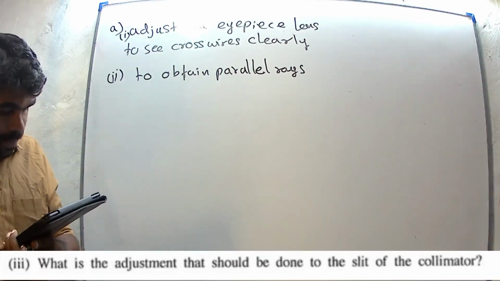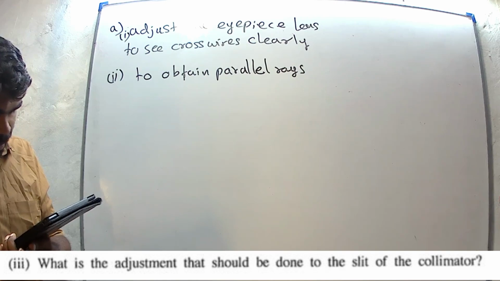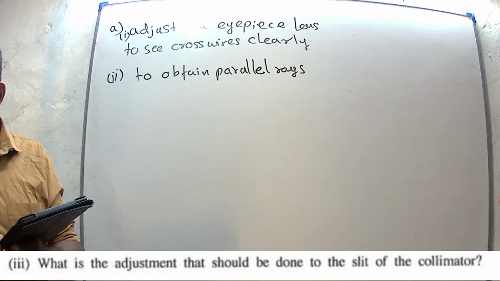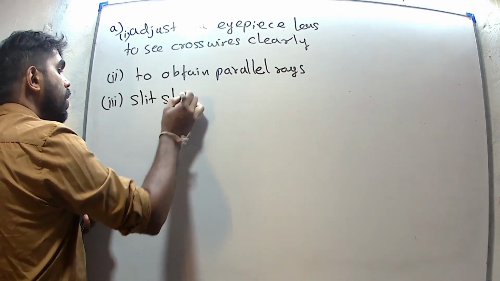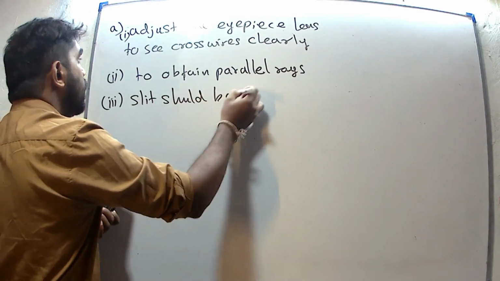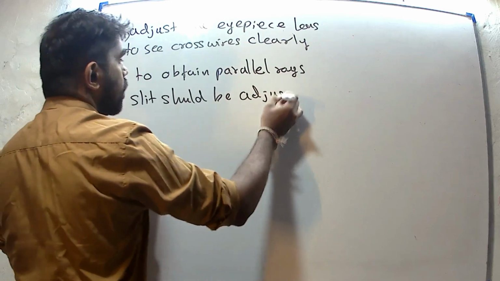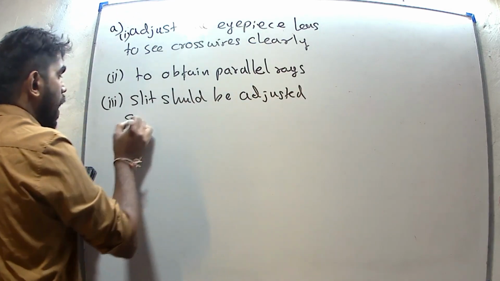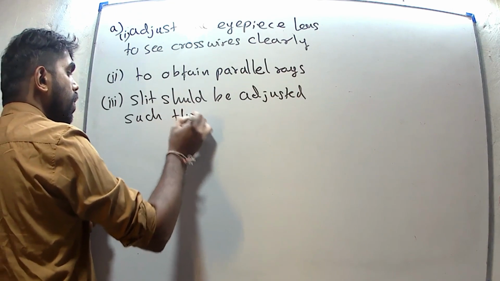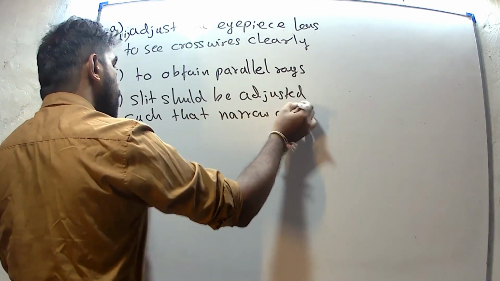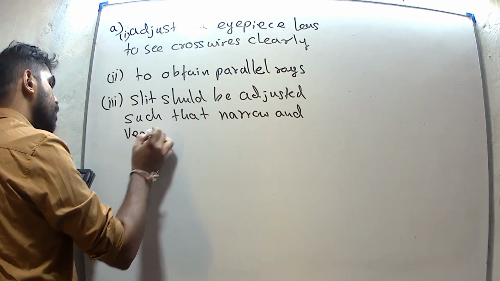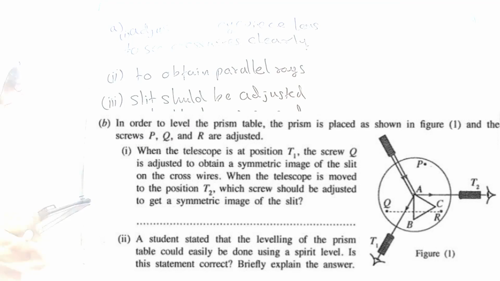In part 3, what is the adjustment that should be done on the slit of the collimator? The slit should be adjusted such that it is narrow and vertical. Then part B.